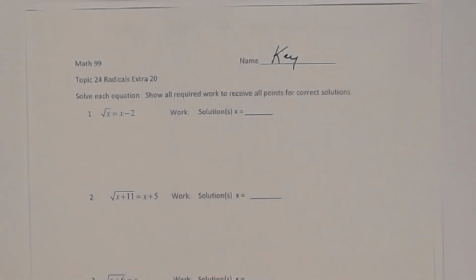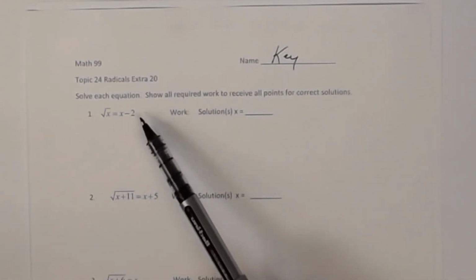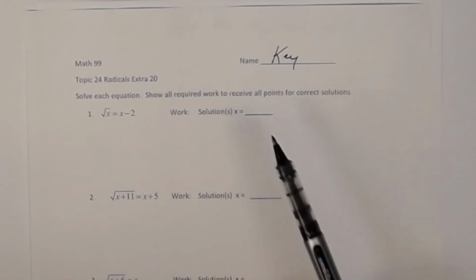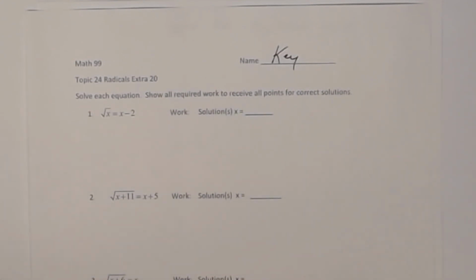This is the key to topic 24, radicals, extra 20. And on this worksheet, you have all square root equations, and you're asked to solve each of these square root equations. It says solve each equation, show all required work to receive all points for correct solutions. Okay, so let's look at number one.